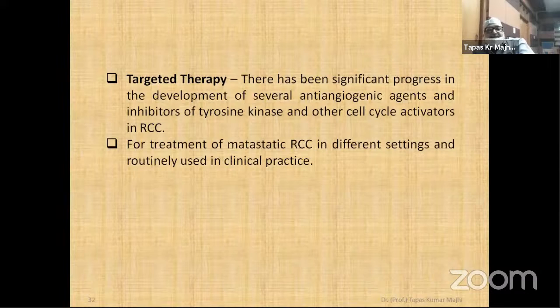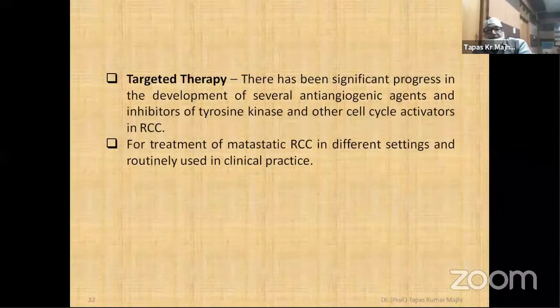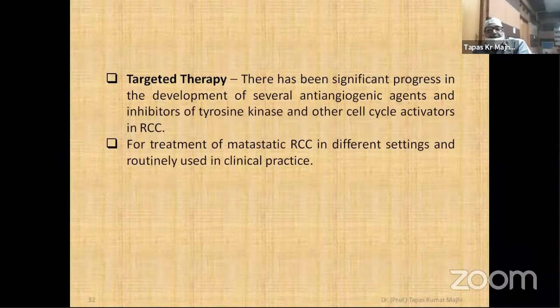Targeted therapy: as the tumor is resistant, in patients with advanced disease, and with the available knowledge of different tumor promoting factors, nowadays this modality of treatment has been attempted, particularly for metastatic disease. There is significant progress in the development of several angiogenic agents, inhibitors of tyrosine kinase, and other cell cycle activators for treatment of metastatic RCC in different settings, and they are routinely used in practice.